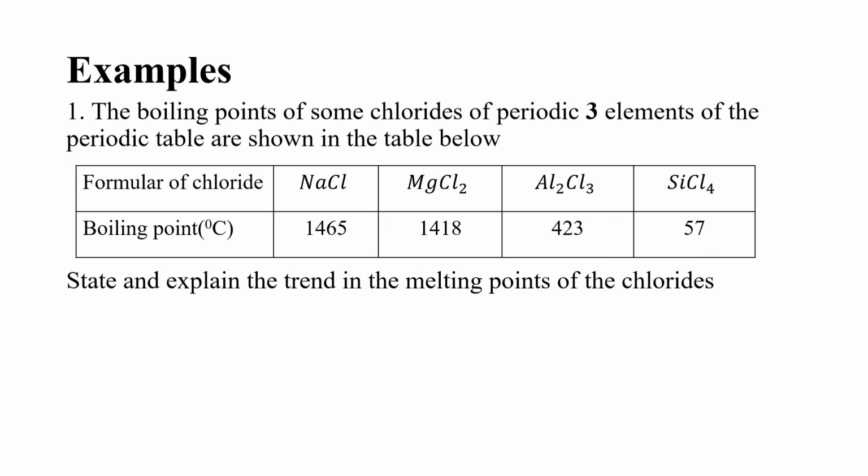The first question says the boiling points of some chlorides of period 3 elements are shown below. So these are chlorides that are found in period 3. We traverse through the periodic table across period 3. We realize that sodium, magnesium, and aluminium are actually metals. Then silicon lies in group 4, where it is a semi-metal.